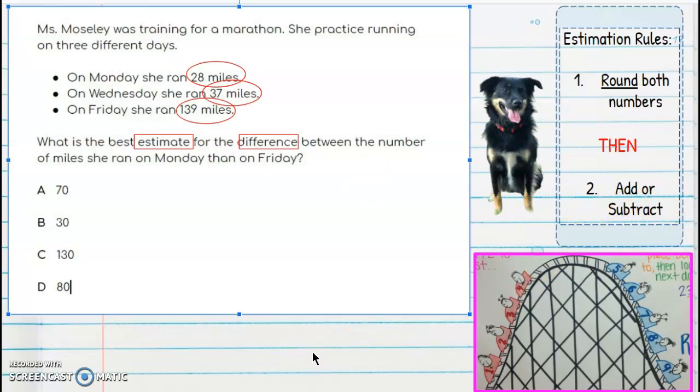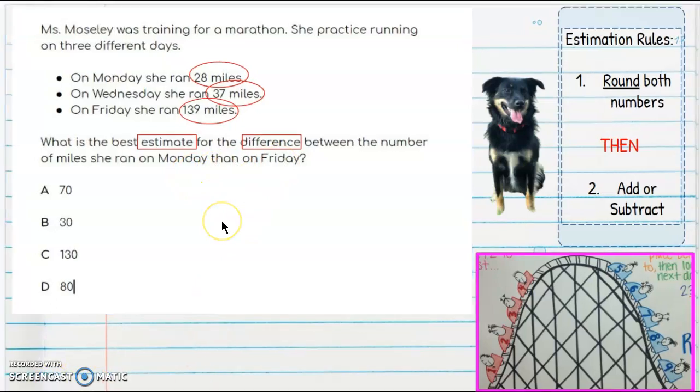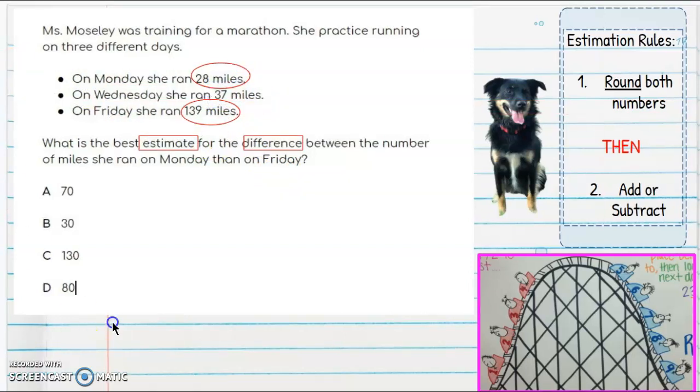And it wants to know the difference between Monday and Friday. We are only focusing on 2 of these days here. We're focusing on Monday and Friday. So we are not even looking at Wednesday. So we're not worried about the 37 miles. We are worried about the 28 miles and the 139 miles.